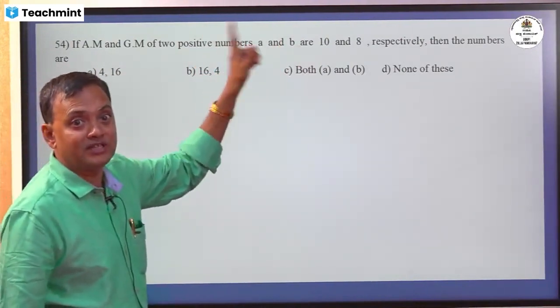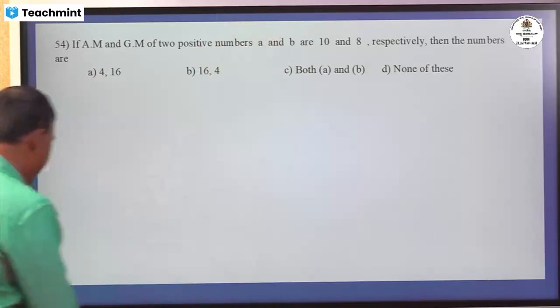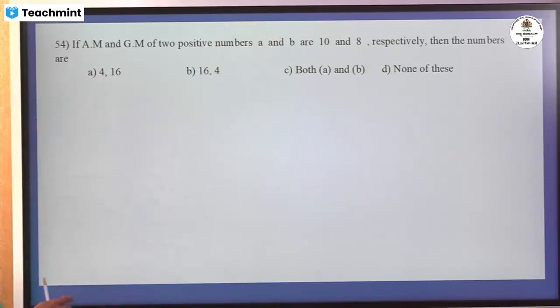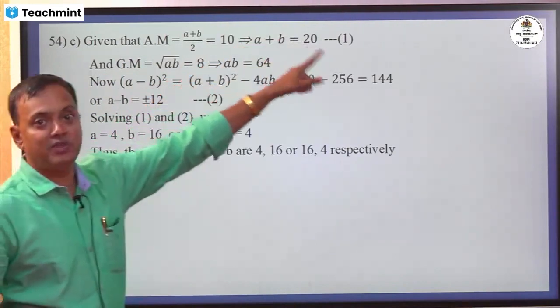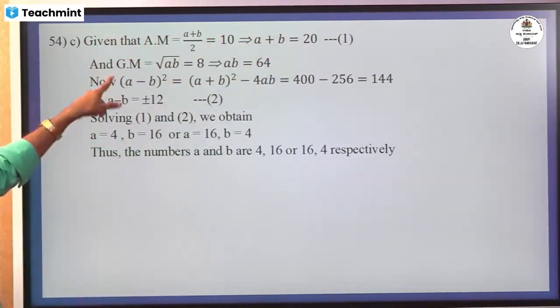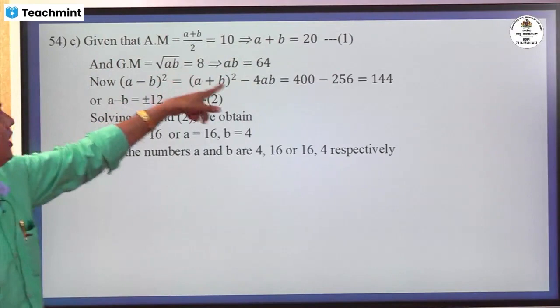If the arithmetic mean and geometric mean of two positive numbers are given, we know the arithmetic mean of two positive numbers a and b is a plus b by 2. What is the geometric mean? Root ab. So here a plus b by 2 is 10, a plus b is 20. The geometric mean root ab is equal to 8, or ab equal to 64.